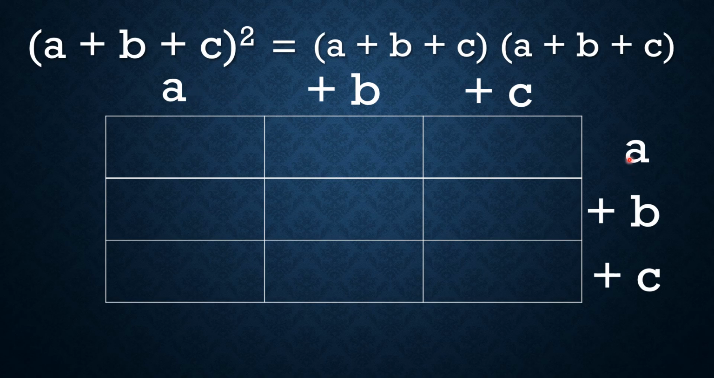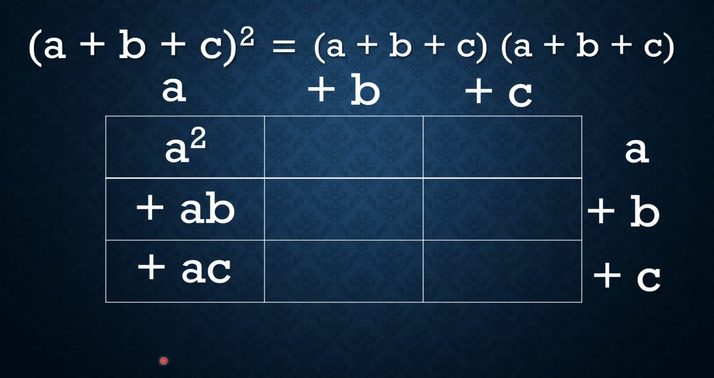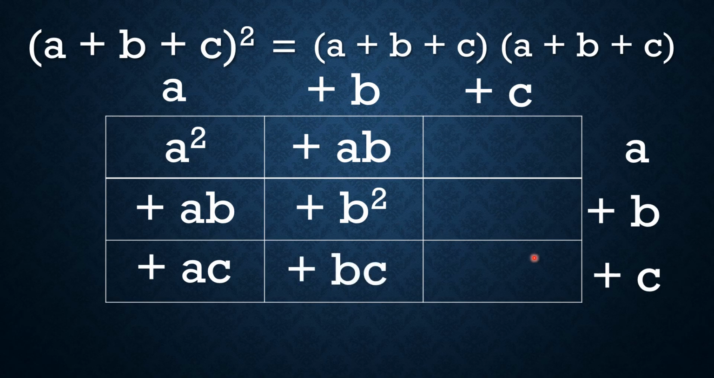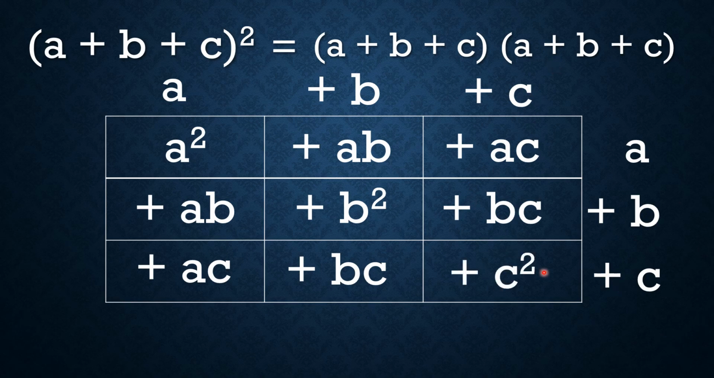So, a times a is a squared. A times b, we have ab. A times c, we have ac. Okay? Next, b times a is ab. B times b is b squared. B times c is bc. C times a is ac. C times b is bc. Then c times c is c squared.